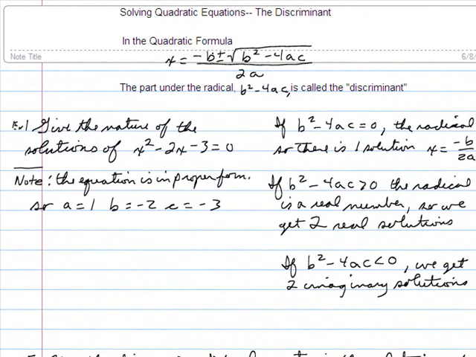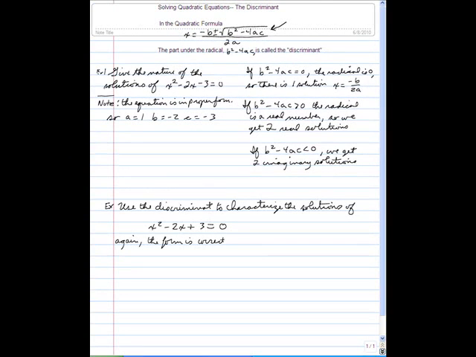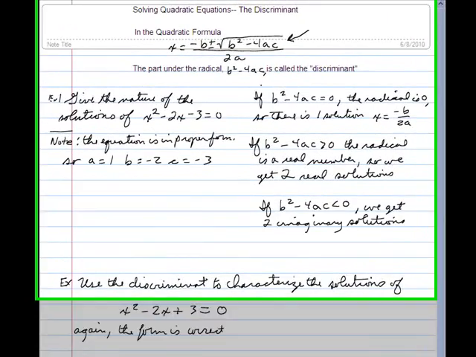In the quadratic formula, x equals negative b plus or minus the square root of b squared minus 4ac all over 2a. The part that's in the radical, b squared minus 4ac, is called the discriminant. The reason we call it the discriminant is because it lets us determine the character of the solutions without actually going through the whole process of solving the equation. And here's how it works.